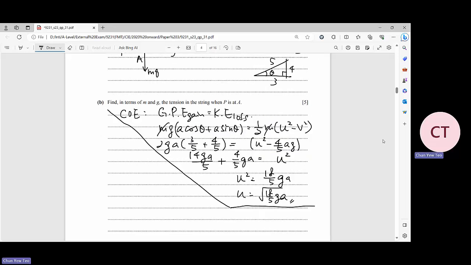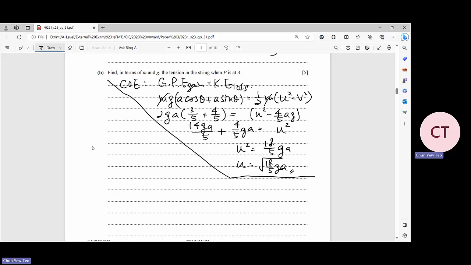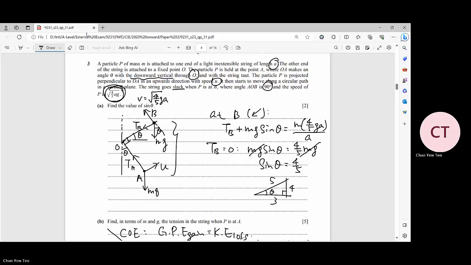So now I want to find the tension at A. At A, you just need to resolve the tension towards the center. Then you will get that TA minus mg cos theta is equal to m u square over A. Okay, so we are just focusing on this part.